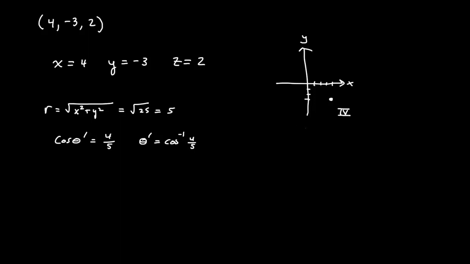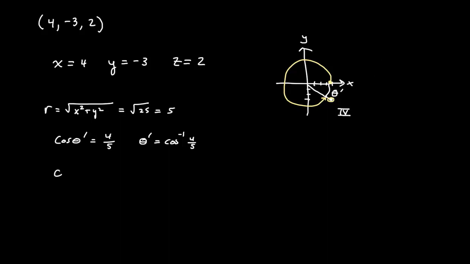Now that value, because of the structure of the inverse cosine, is actually giving you this angle here. That's theta prime, but that's not what we want. We want the angle that rotates from the positive x-axis counterclockwise all the way around to this point here. So we don't want theta prime when we're in the 4th quadrant. We want 2 pi minus theta prime.